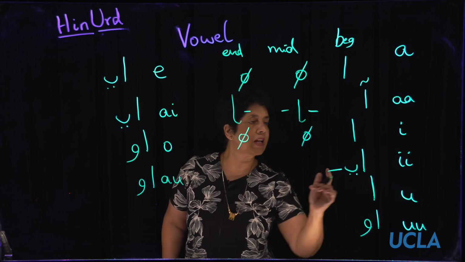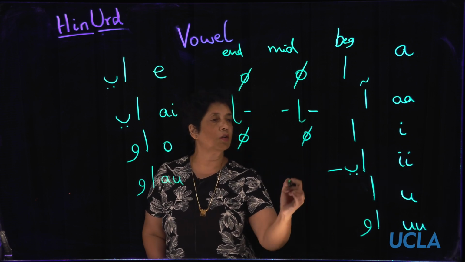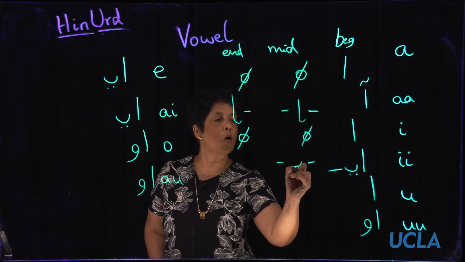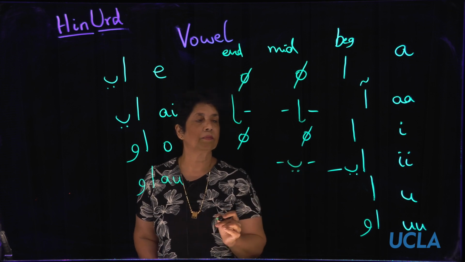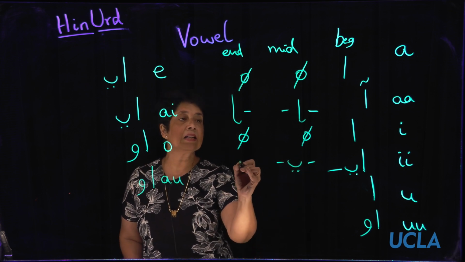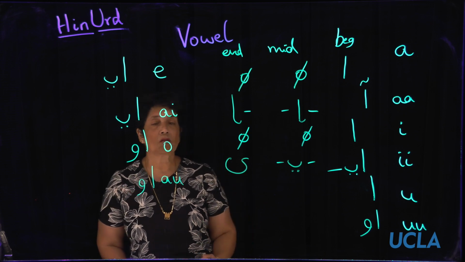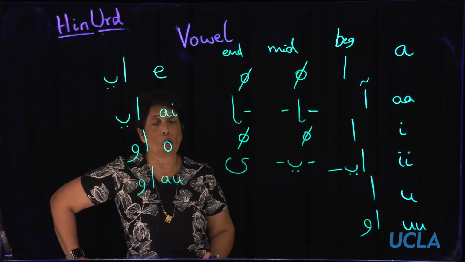So if a word begins with a long E, that's what it looks like. In the middle, the long E will look like that. But at the end, the long E is going to look like that, the ducky or swan or whatever.